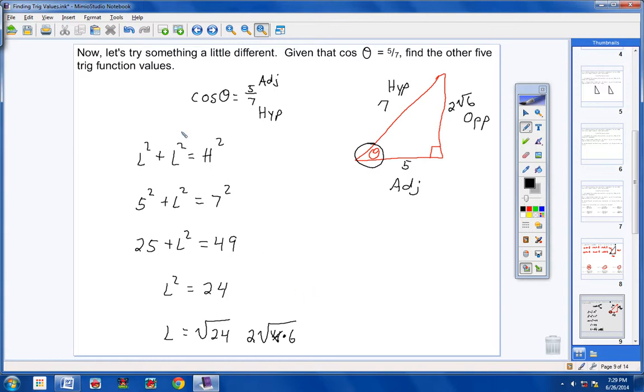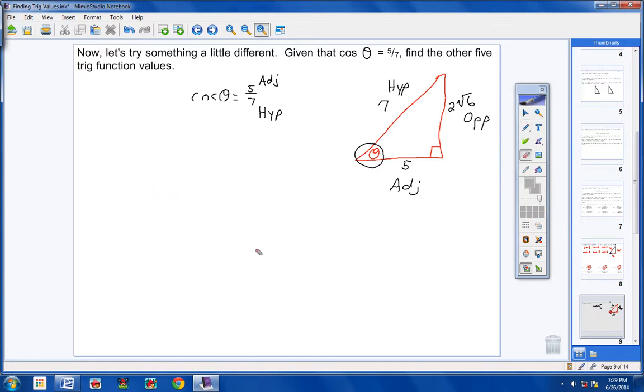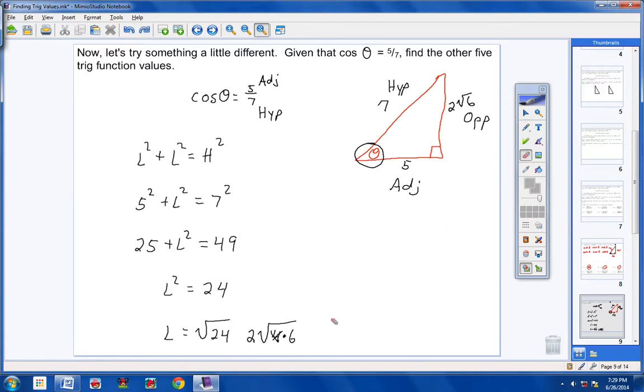Now, if you need to watch that again, then pause the video and back it up, okay? But now that we have found all three sides, remember we go fast in this class, okay? This is pre-calculus.